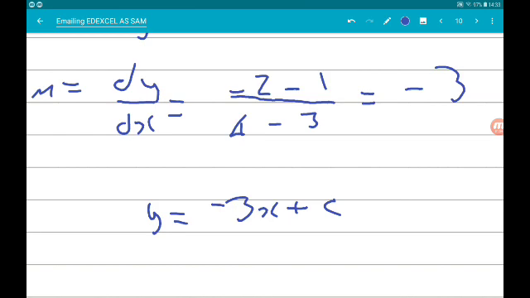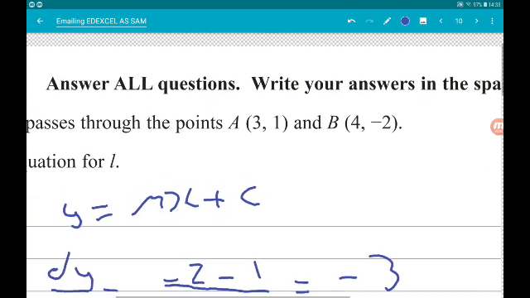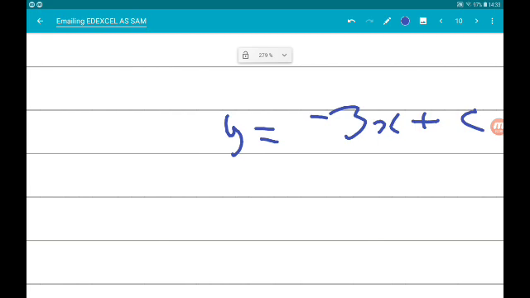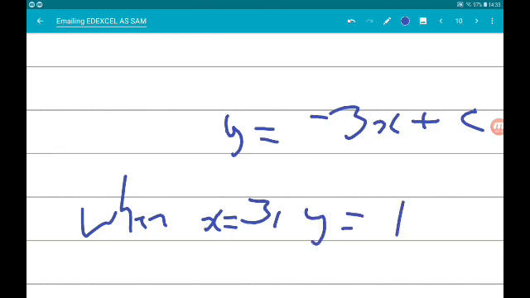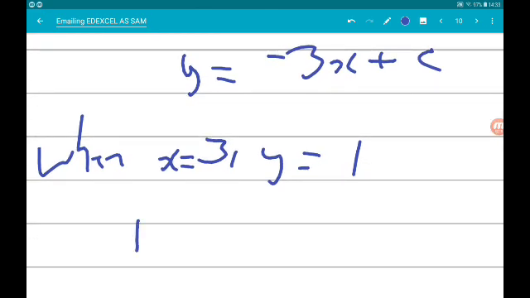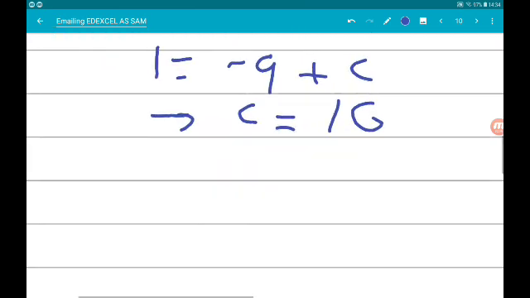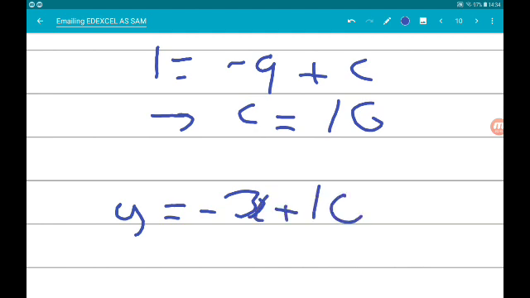Now to find the value of c, we use one of the sets of coordinates. So I'm going to use 3, 1. So that tells us when x is 3, y is 1. So we get 1 is minus 3 times 3, which is minus 9, add c, therefore c is equal to 10, and that means then that y is equal to minus 3x add 10, boom.